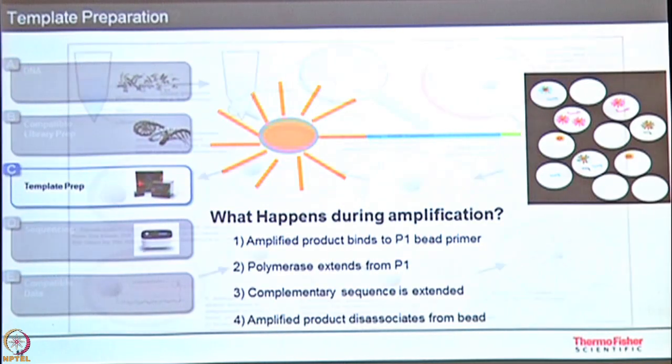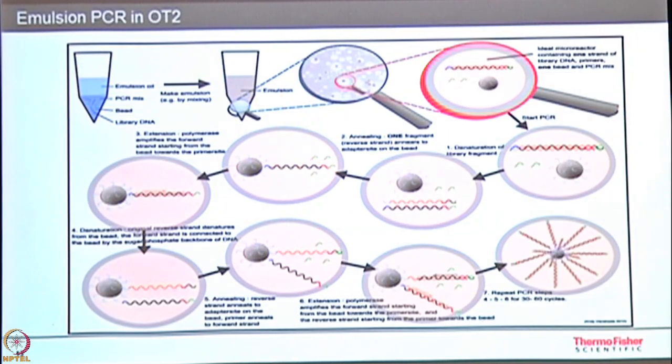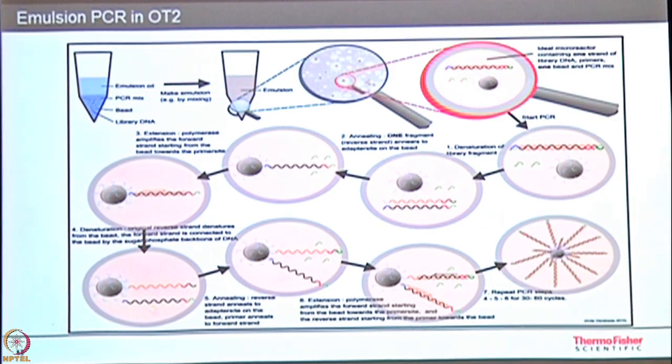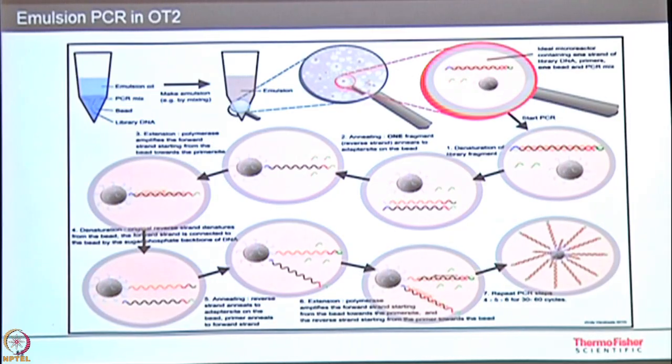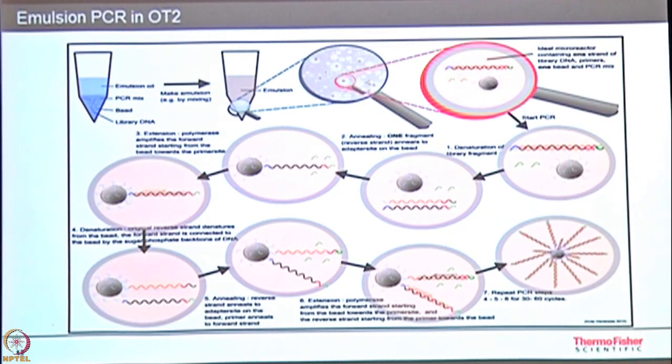If we go into the details, you have an emulsion oil, then you have a library molecule, you have some primers, and this is your ion sphere. This library molecule gets denatured, it gets bound to the ion sphere, it gets extended, and again gets denatured. Now this template goes and binds to another oligo, and finally you have this one library molecule clonally amplified onto this ion sphere.